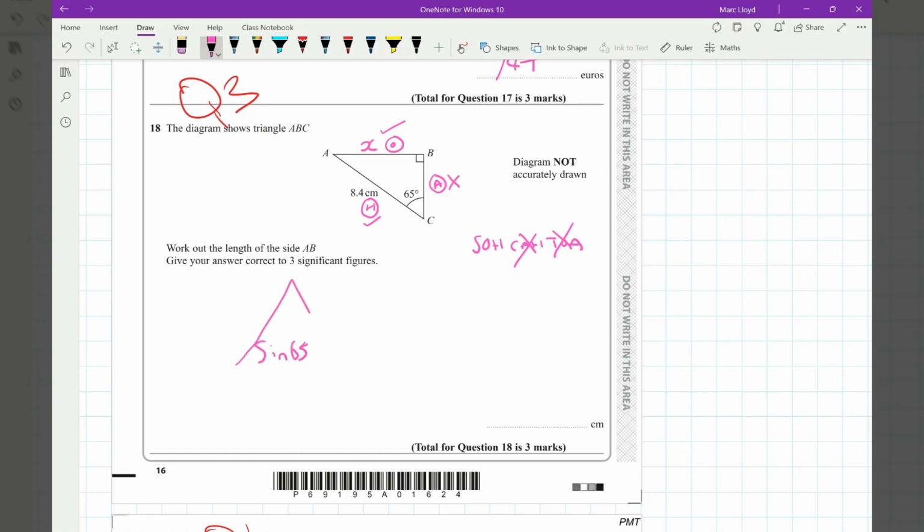Sin 65, SOH, the opposite value is x, and h is 8.4. So we're now going to put into our calculator. Sin 65, quite a lot of calculators will open a bracket. My one doesn't, I've got the CG50, and then I'm going to multiply that by 8.4, and that gives us 7.61298541. 7.61 to 3 significant figures.